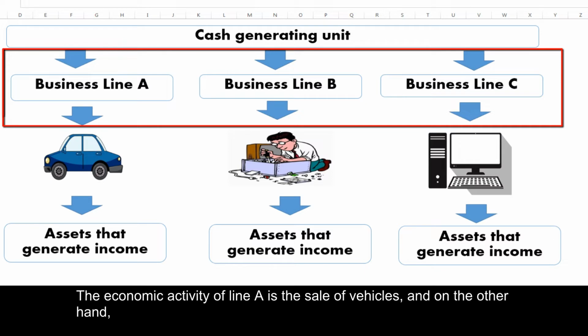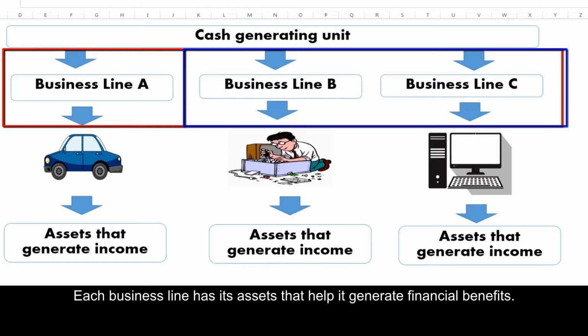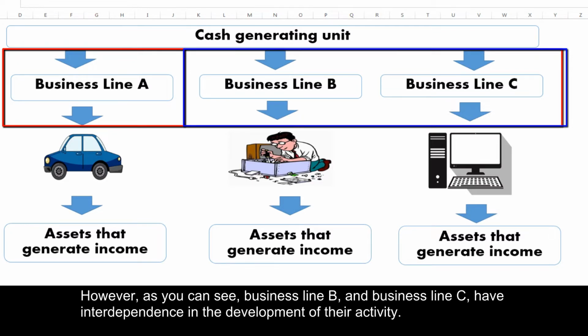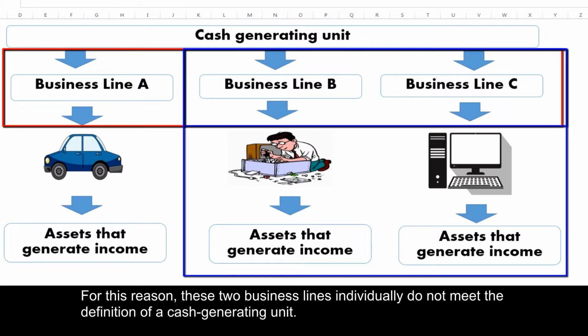The economic activity of line A is the sale of vehicles, and on the other hand, lines B and C are committed to the assembly and sale of computers. Each business line has its assets that help it generate financial benefits. However, as you can see, business line B and business line C have interdependence in the development of their activity. For this reason, these two business lines individually do not meet the definition of a cash-generating unit.